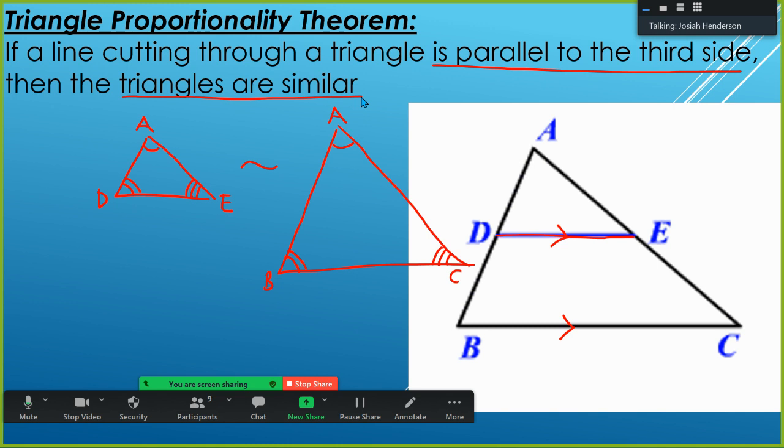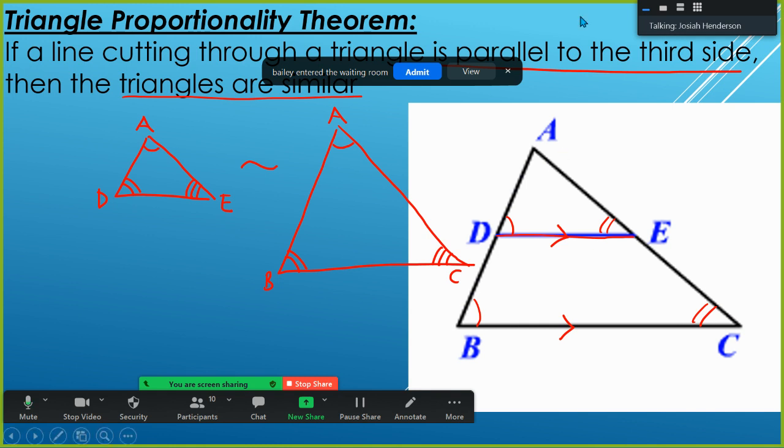And actually, this rule goes the other direction as well, meaning if two triangles are similar, if we're told that these angles, look to the picture on the right, if we're told that angle D is a match with B and we're told that E is a match with C, then we can say the two lines are parallel. So it goes the other direction.